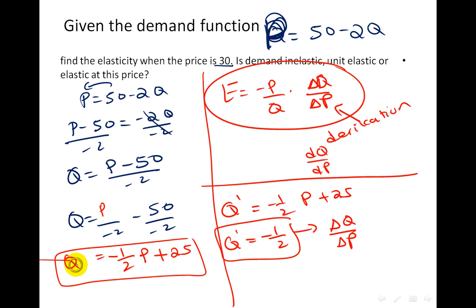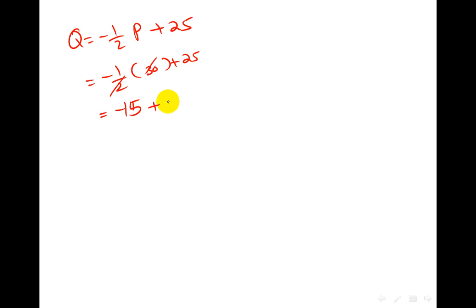Now I'm left with finding the value of Q. I'll plug in the answer here. Like you have Q equal minus half P plus 25, right? So it's minus half times 30 plus 25. This will be minus 15 plus 25, which is 10. So the value of the quantity is 10.